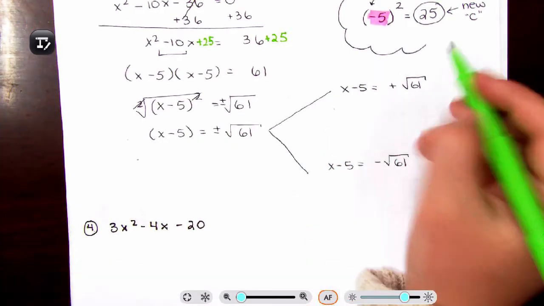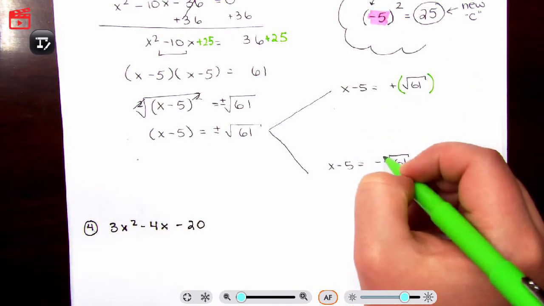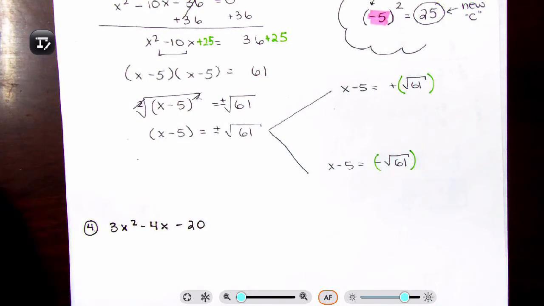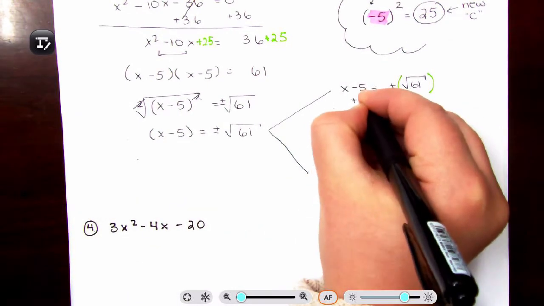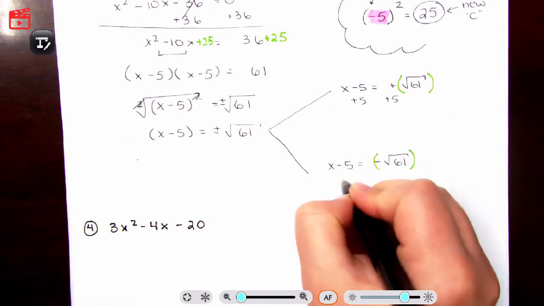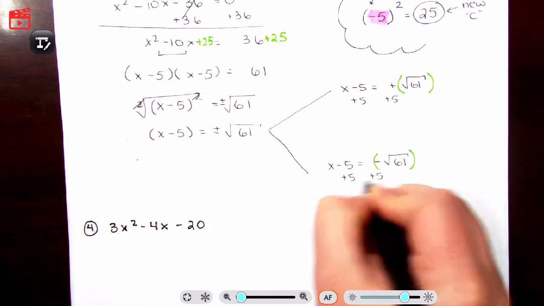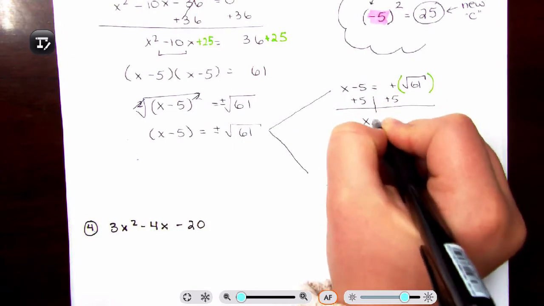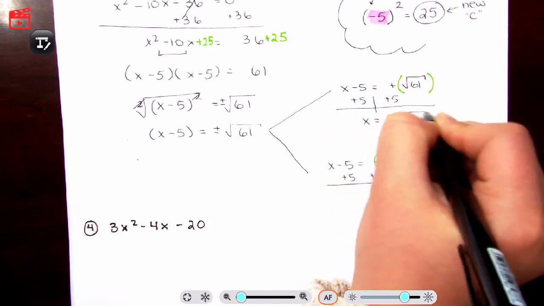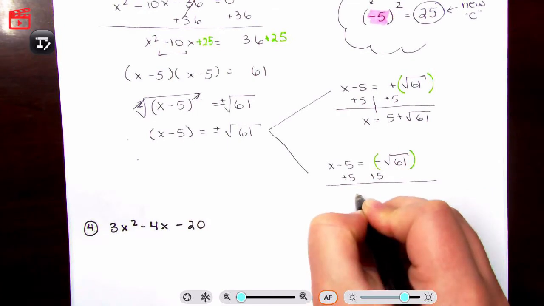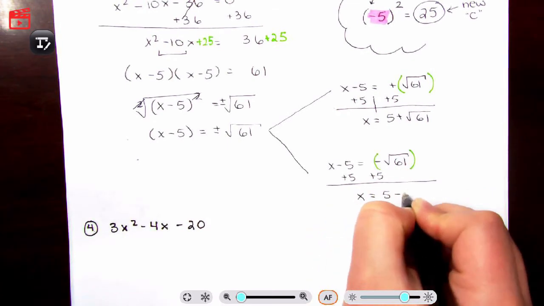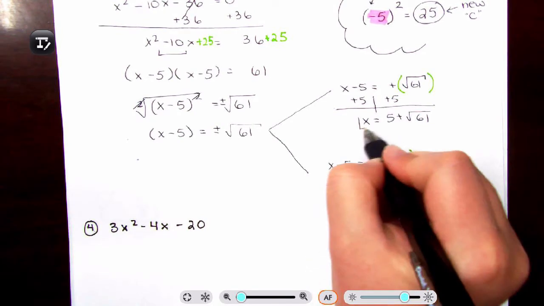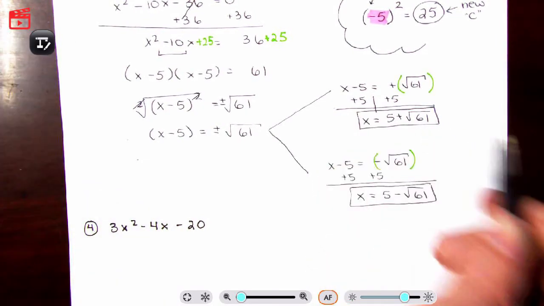Now, because this is a square root, this isn't a secret bubble, you cannot go inside of that square root. So when we are adding 5 to both sides, that happens outside of the square root, not inside. So here I have x is equal to 5 plus the square root of 61. And here I have x equals to 5 minus the square root of 61. Now again, you can keep these separate answers or you can combine them. It is up to you.